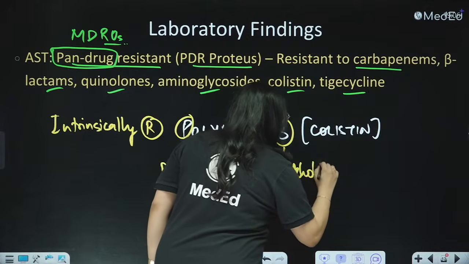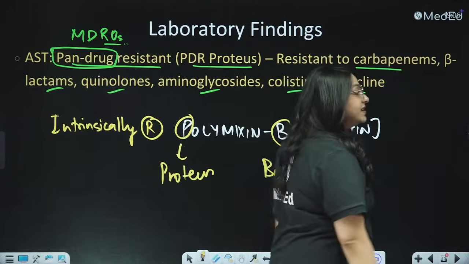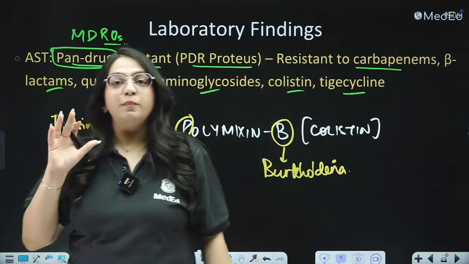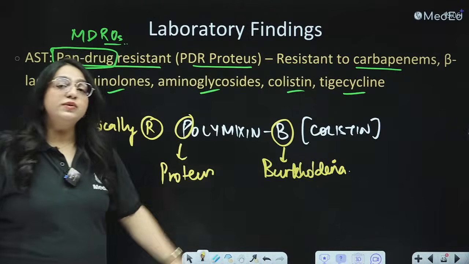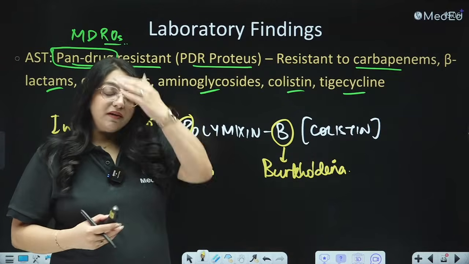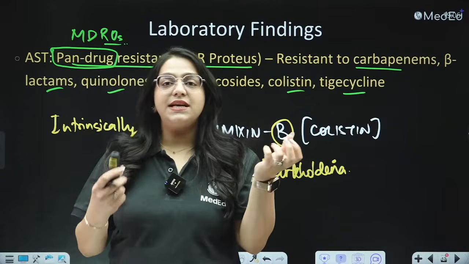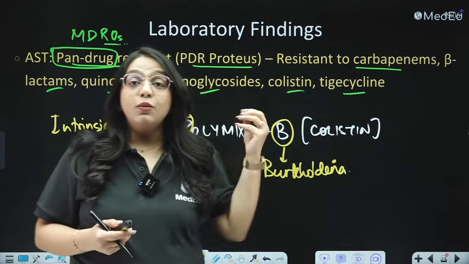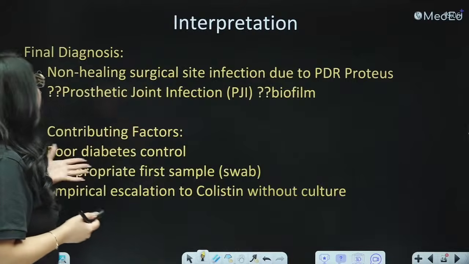So what is your learning from here? Giving colistin is not the ultimate big thing that you can do for your patient. There are agents which can lead to infections which are intrinsically resistant to colistin. That was the takeaway from here. Now, what do you do for such a patient? What do you do?